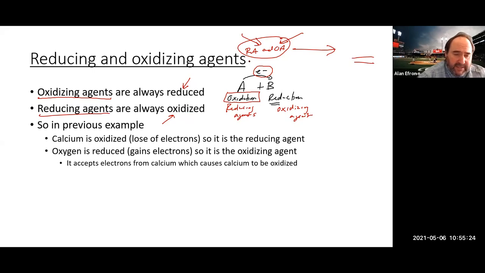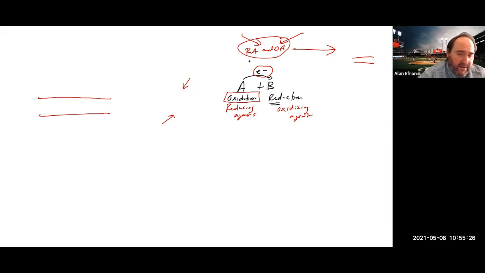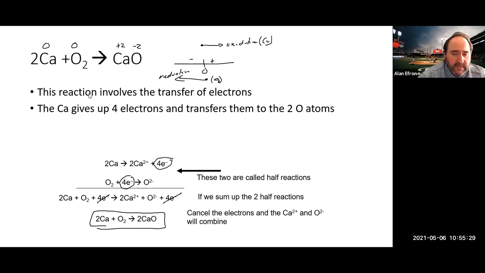So in the previous example, we looked at our calcium. Our calcium was going through oxidation, which means it's going to be the reducing agent. It's going to cause oxygen to be reduced. While oxygen was being reduced, the only way it could gain those electrons is to take them from calcium, and it's going to cause calcium to go through oxidation, and the oxygen would be known as the oxidizing agent. Any questions on that there?